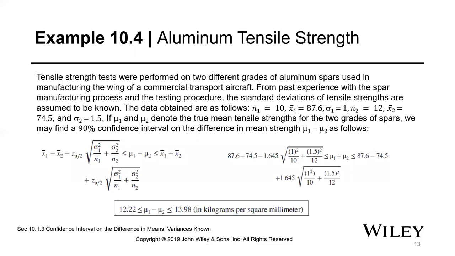So, aluminum tensile strength. If you have two different grades of aluminum used in manufacturing of wings of transport craft, from past experience with the process and the testing procedure, the standard deviation can be known, and you have a sample size of 10, x bar 1 of 87.6, a variance of 1, sorry, variance of 1, not standard deviation. Sample size 2 is 12, 74.5 and 1.5.